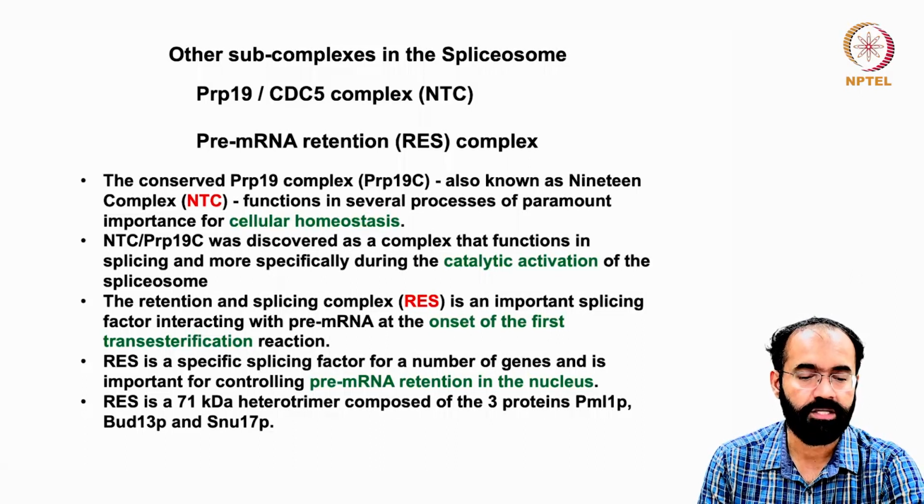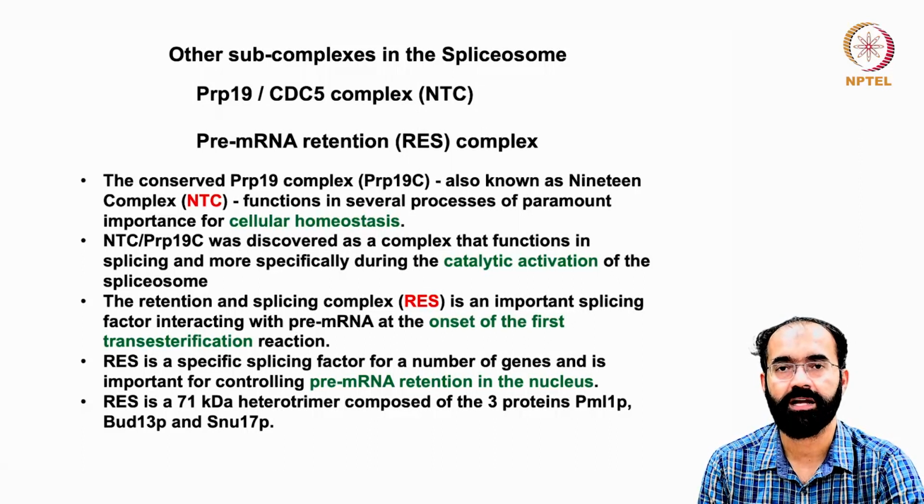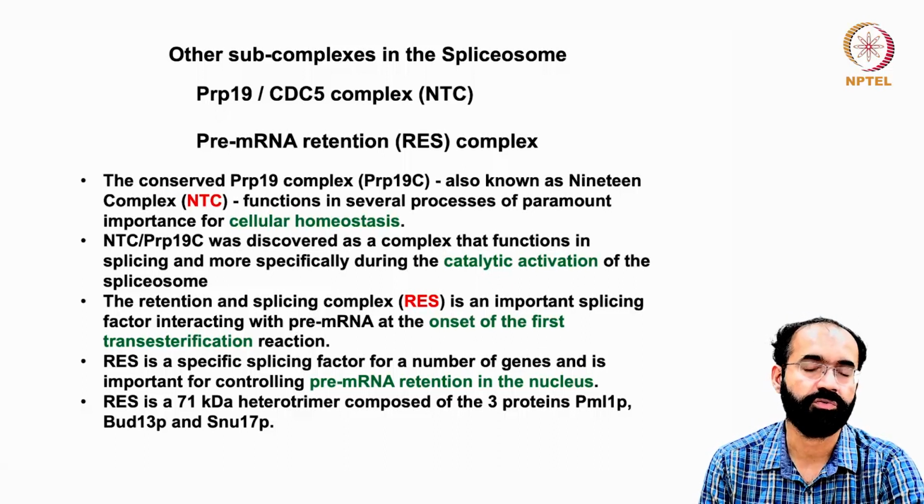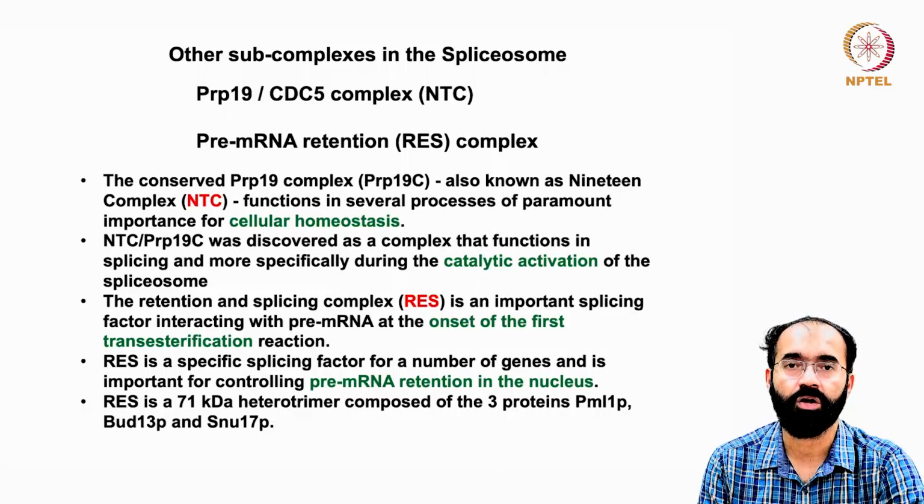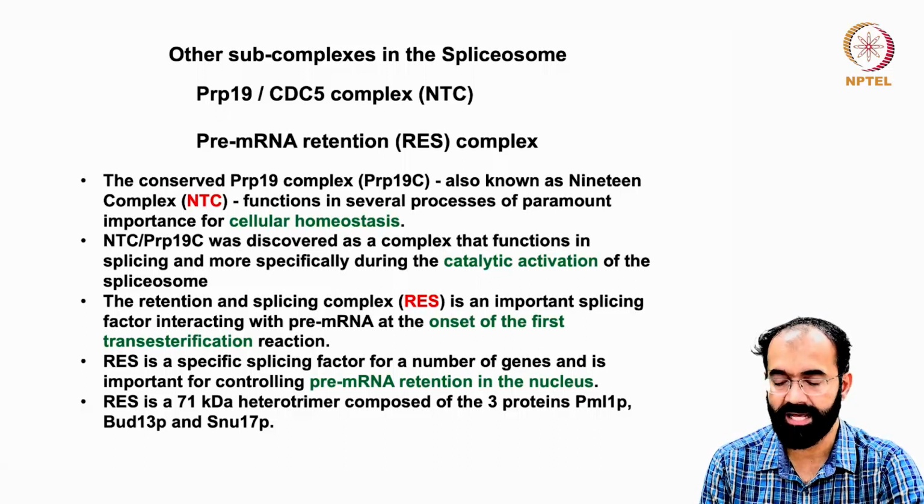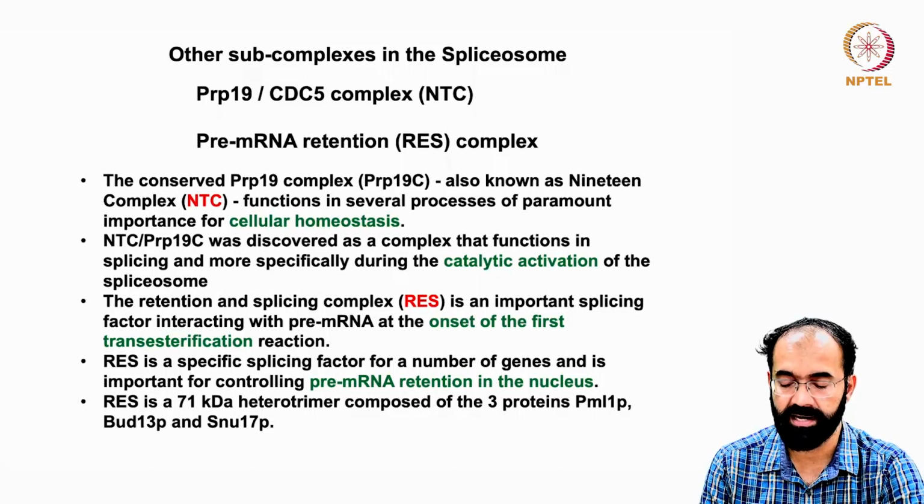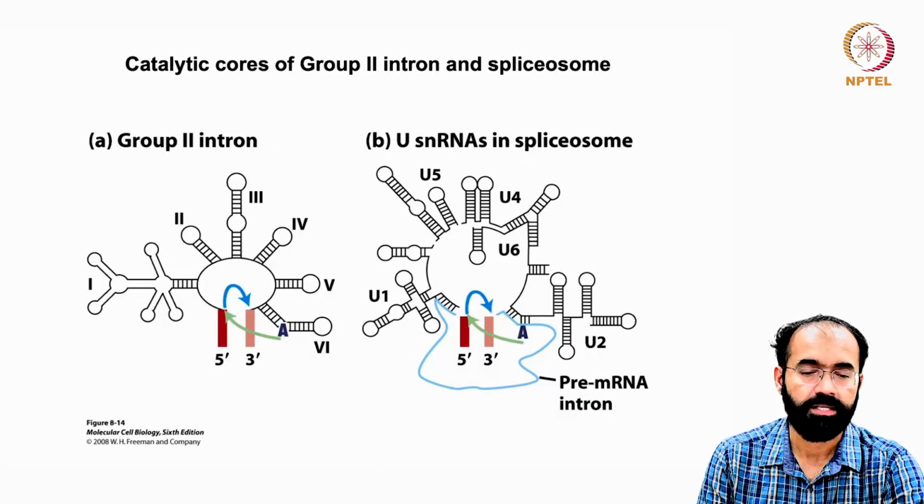to the cytoplasm. So RES is a 71 kilodalton heterotrimer composed of 3 proteins, and they are PML1P, BUD13P and SNU17P. So these 3 together constitute the RES complex. Why is this mentioned here now? Because we should not assume if U1, U2, U3, U4, U5 are there, they can continue to do the splicing. They need to have a kickstarter or a regulator.